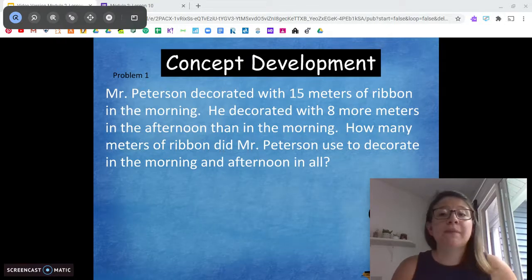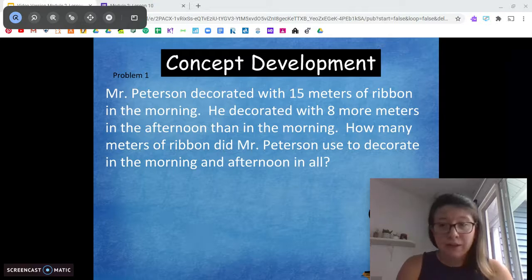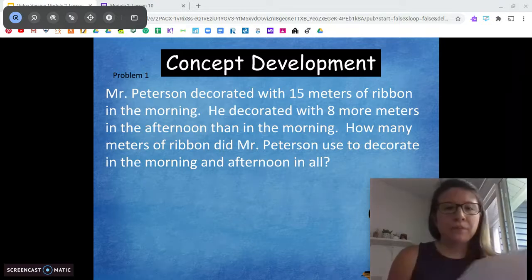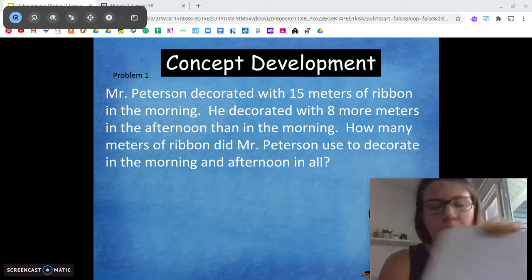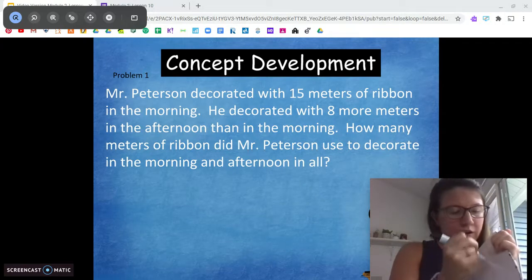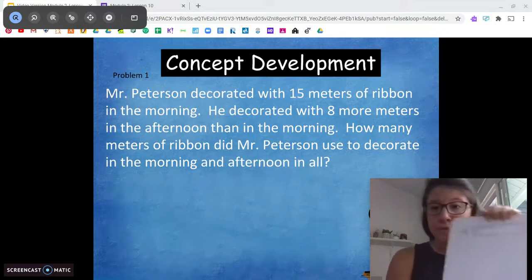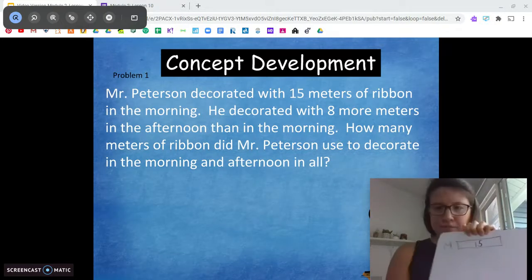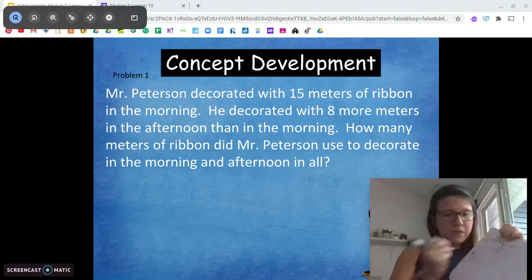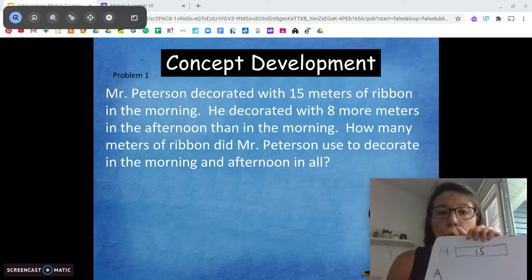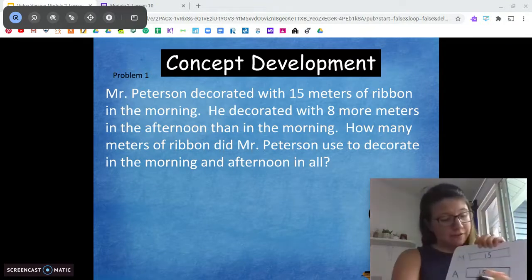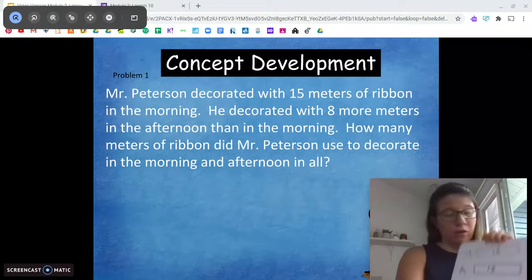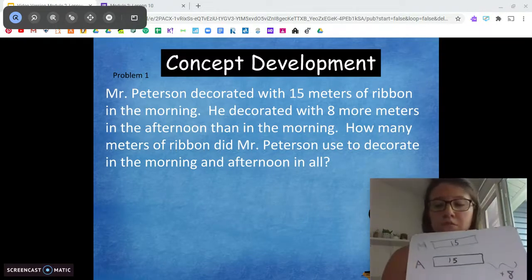Good. Our first step is going to be to figure out how many meters of ribbon he decorated with in the morning. To do that, let's draw a tape diagram. So we know he decorated with, I'm going to put an M for morning. My pen's running out a little bit. He decorated with how many meters of ribbon in the morning? 15. Very good. Now, in the afternoon, he decorated with 8 more meters. So, I'm going to draw the 15 because I know he at least did 15 plus 8 more. Is that there? All right.